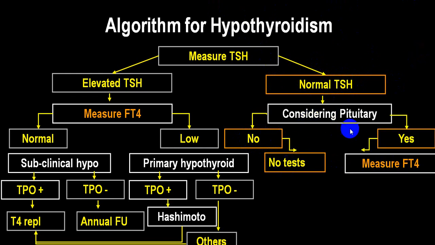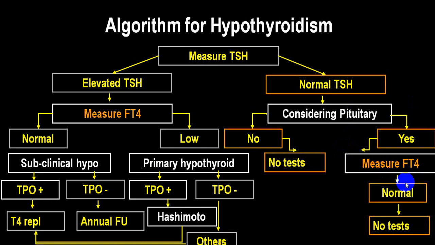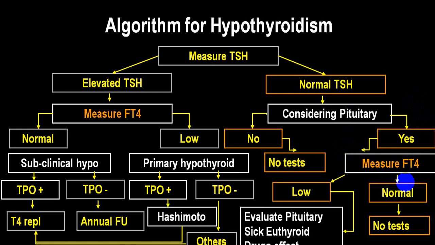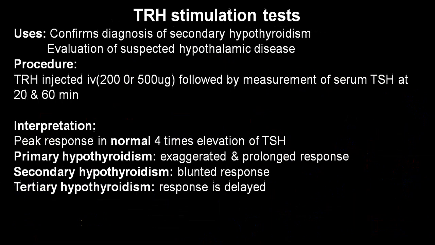But if a person has a clinically normal TSH, but there is clinical suspicion of a pituitary disorder, measure free T4. If it is normal, you don't require any test. If free T4 is low, evaluate for pituitary gland disorders, sick euthyroid, and drug effects.